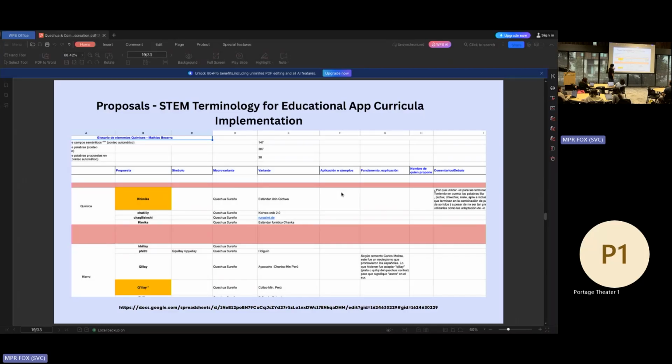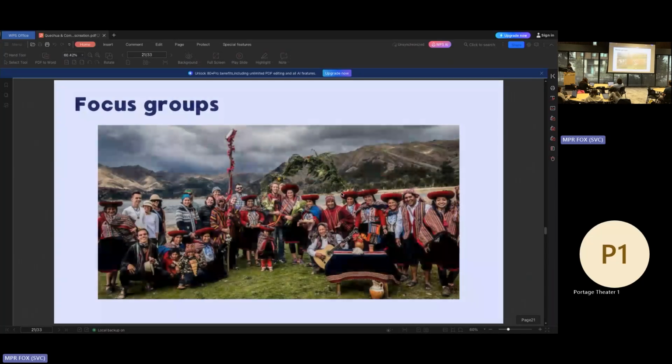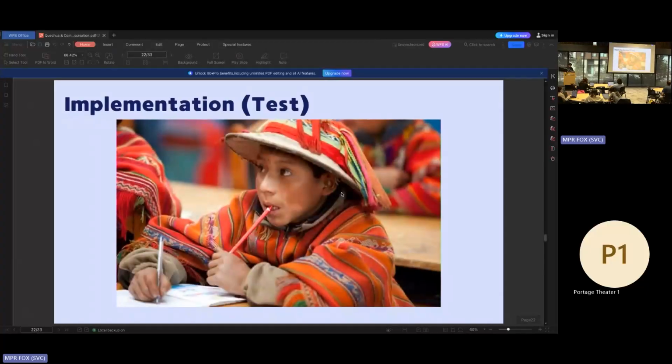But for instance, for this word, this was the winning word because this is something that most Quechua speakers use or would feel comfortable to share through education, through the different books, and it's something that we currently speak. So, oh, by the way, you can also follow this link so that you can see the whole different terms that we have collected throughout the summer. As I said, the suffixes, the different focus groups, the implementation.